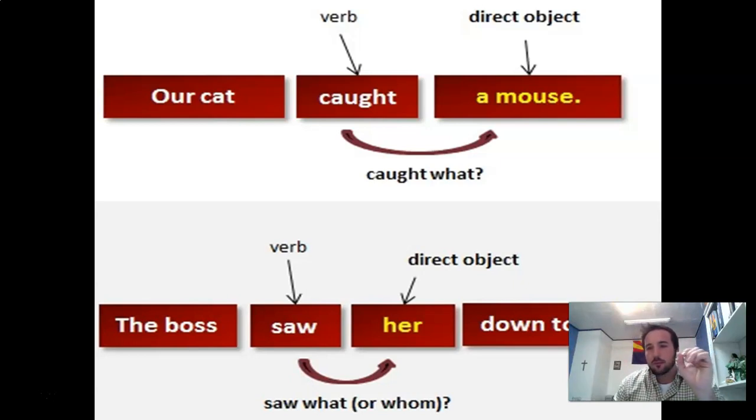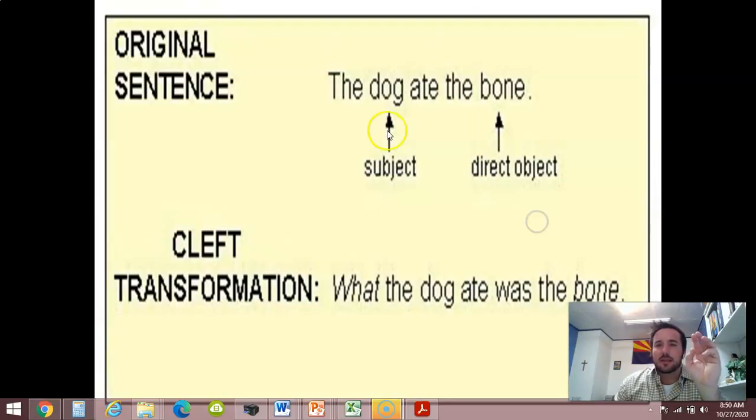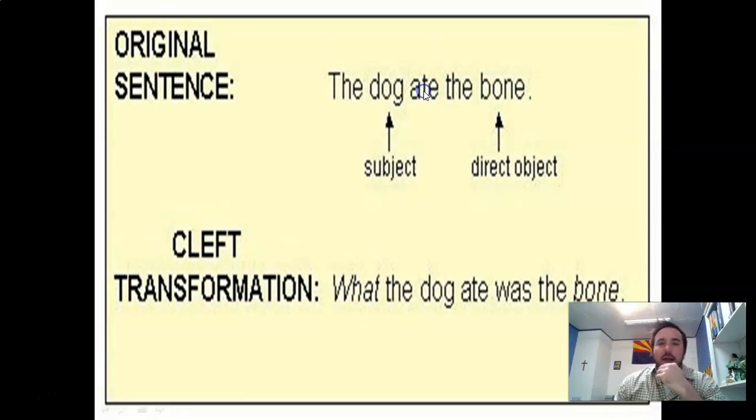So follow the steps. Who did something? The boss. What did the boss do? He saw. Saw whom? Her. That's how you find the direct object. Same within this example. The dog ate the bone. And you can ignore this part. Let's just focus up here. Who or what did something? The dog. What did the dog do? He ate. Ate what? The bone. Bone is a direct object because it shows what the dog ate. You've got to find the subject, then you've got to find the verb, then you ask whom or what after the verb to find the direct object.